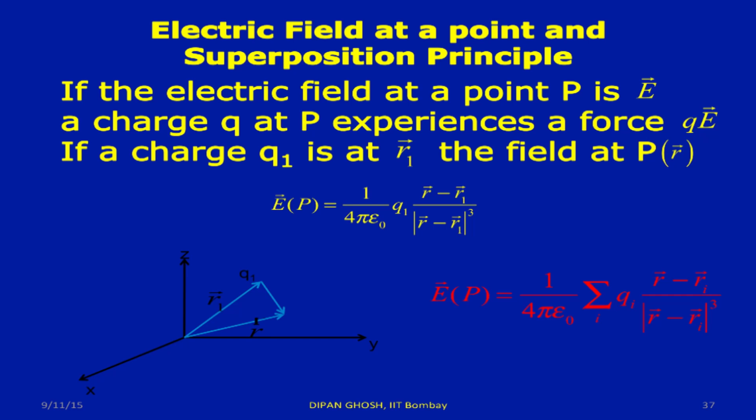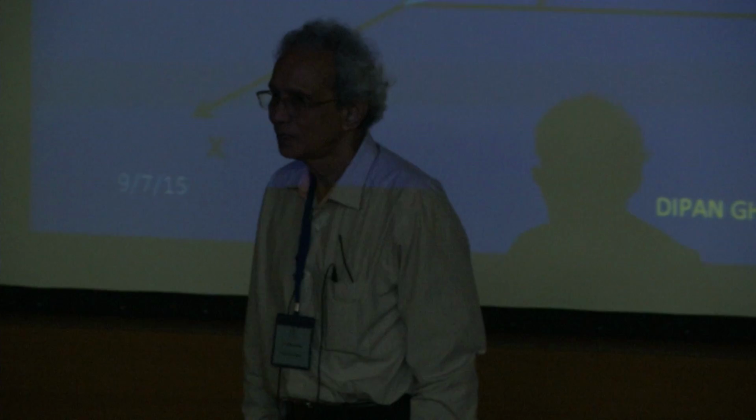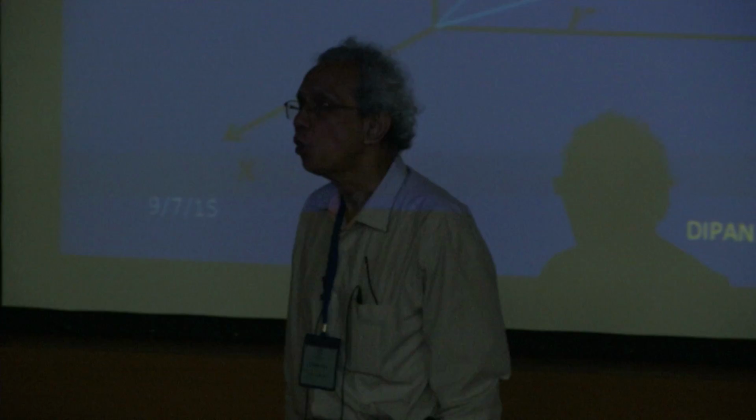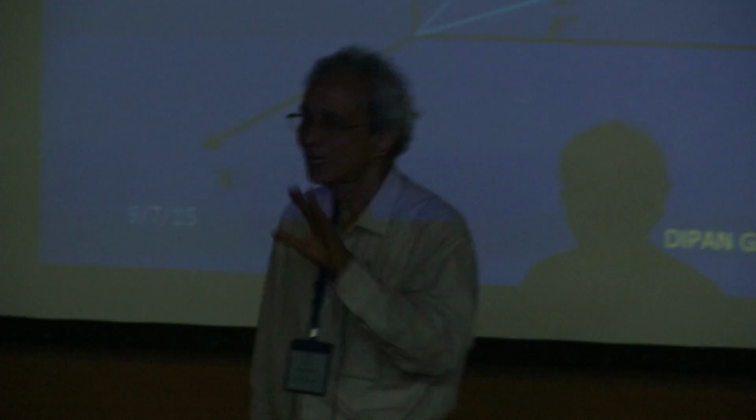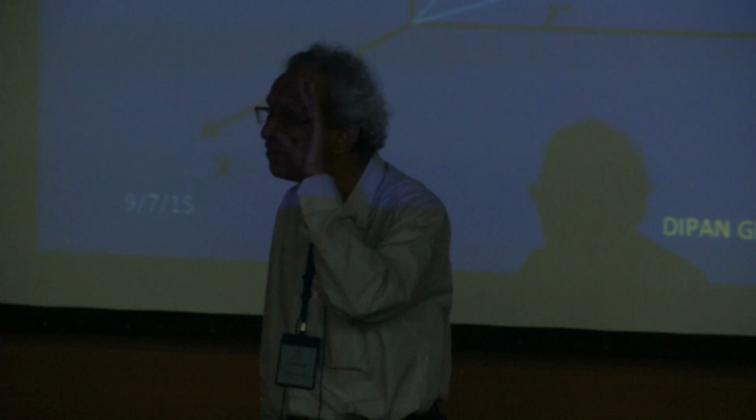So if I have a charge Q1, this picture is not visible. If I have charge Q1 at R1, the field at R is given by this. This is Coulomb's law. Now mind you, superposition principle is not a trivial principle. Because if superposition principle did not work, the whole of electrodynamics would have to change. Again, this is the way things have been found to be true.